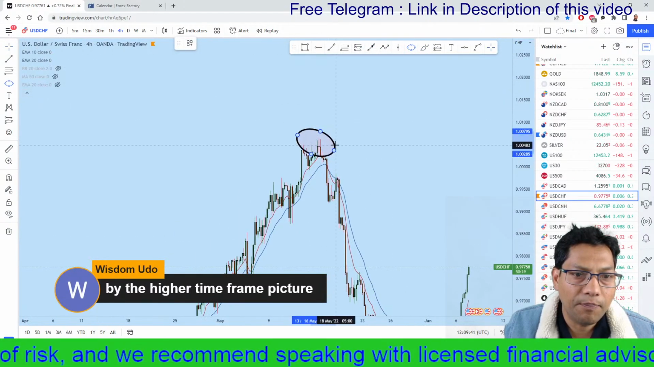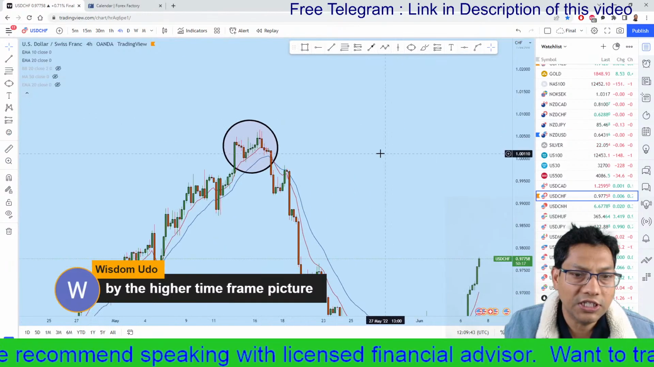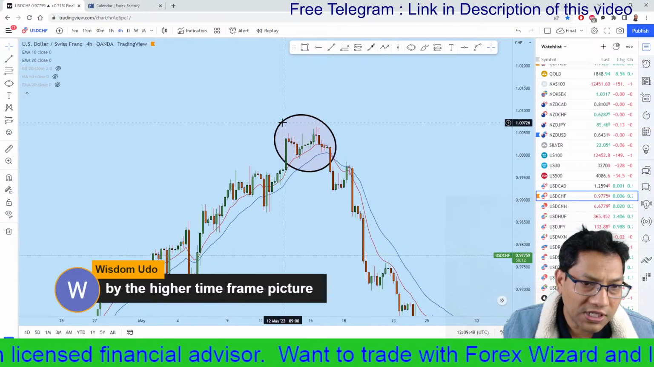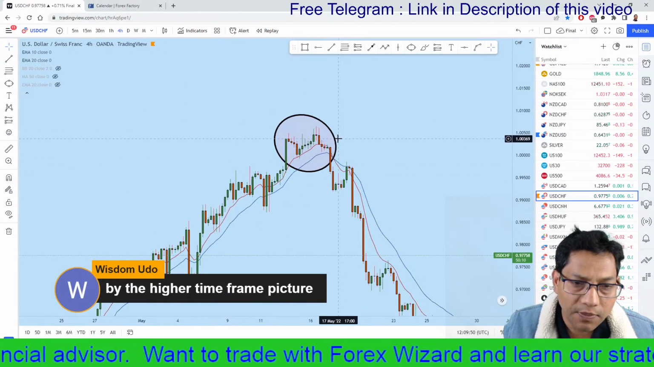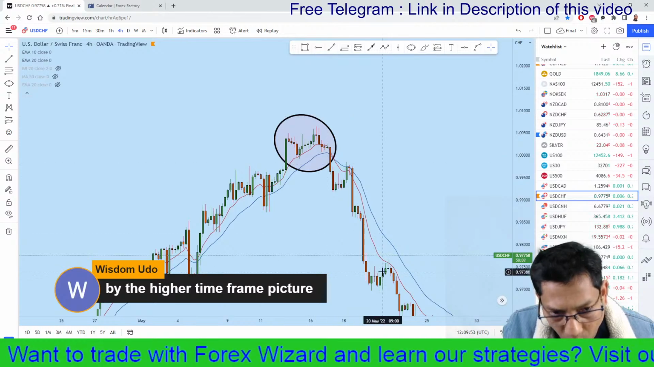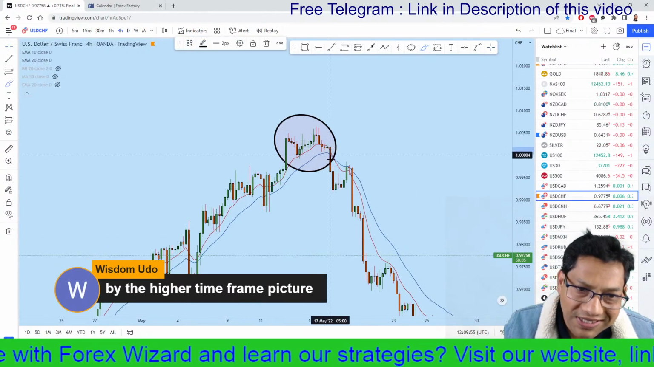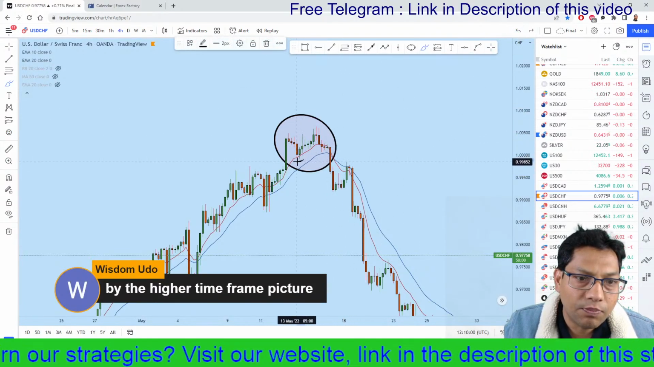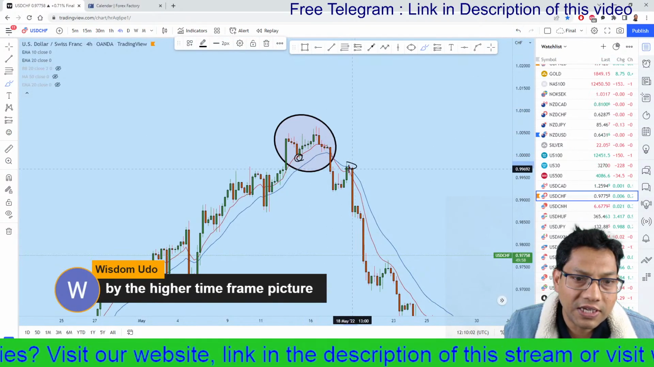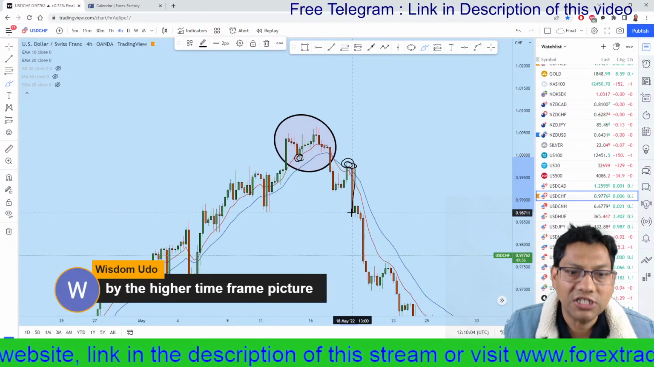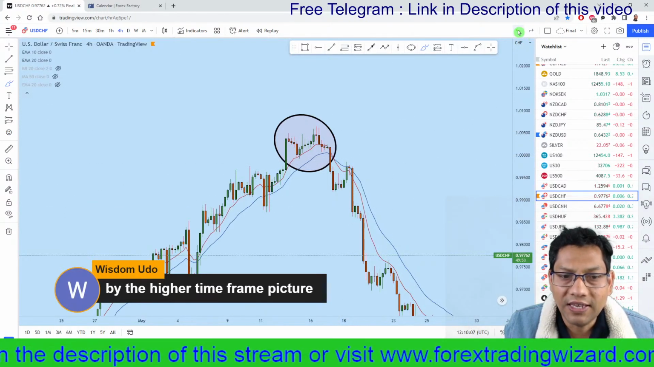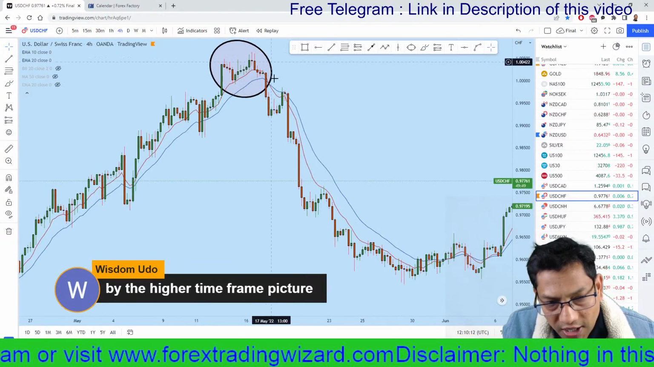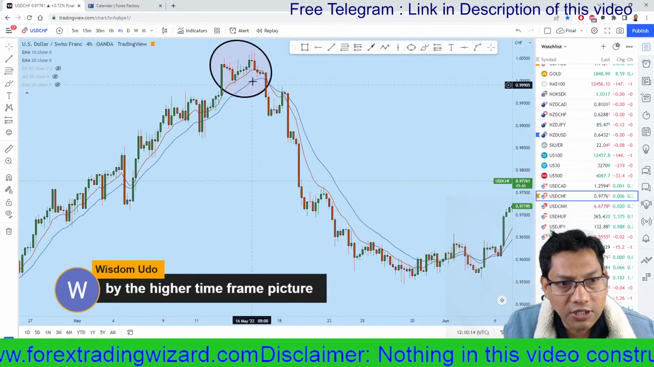This is a perfect head and shoulder pattern on USD CHF. That means price was in an uptrend, created a reversal pattern, head and shoulder, and then broke down. After this breakdown, it is still not in a downtrend. The price went above again, tested this previous support as a resistance, and then rejected.